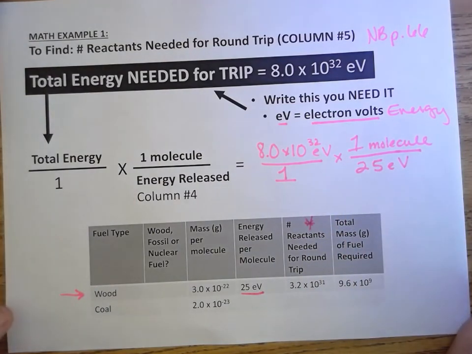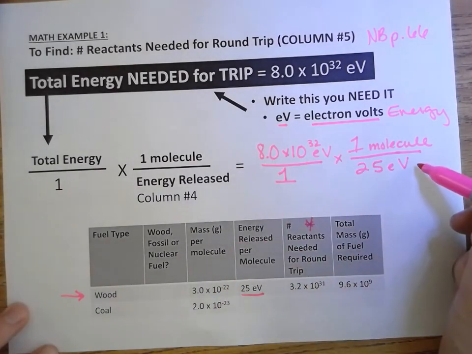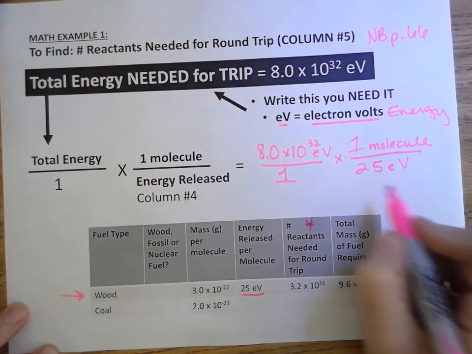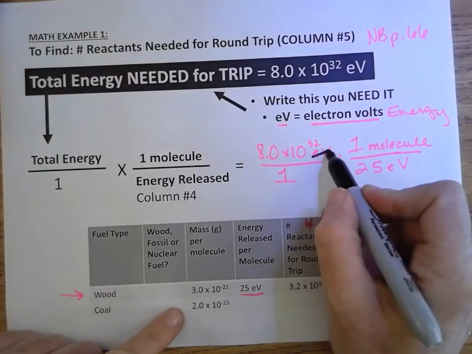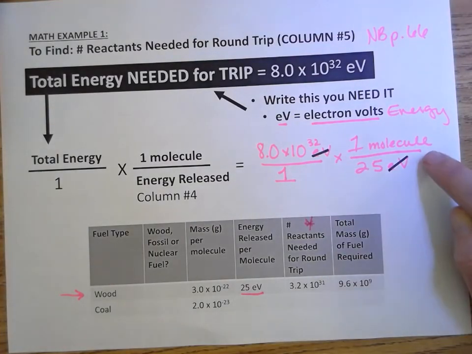Every single one of you is going to use this formula, but this number right here, the 25 EV, is going to be different for the different fuels. Now if I take a look at the units, EVs cancel, and I'm left with molecule. Then I pick up my calculator and I do 8, second function, big E, 32, enter, times 1, well that's itself, I'm not going to do that, but then divided by 25, enter.